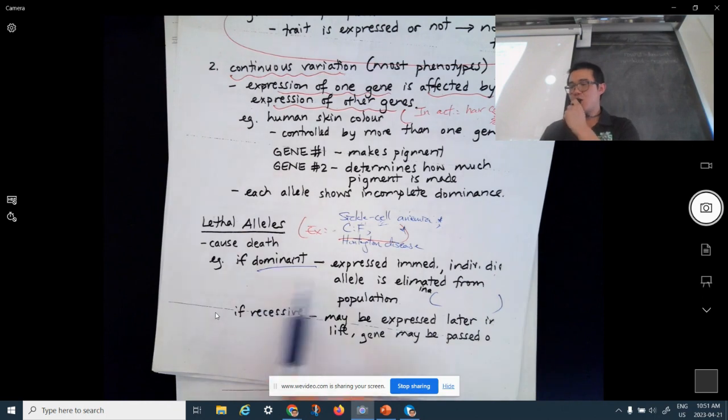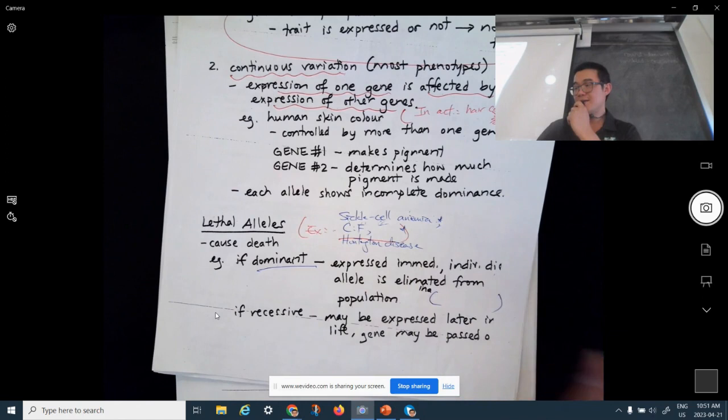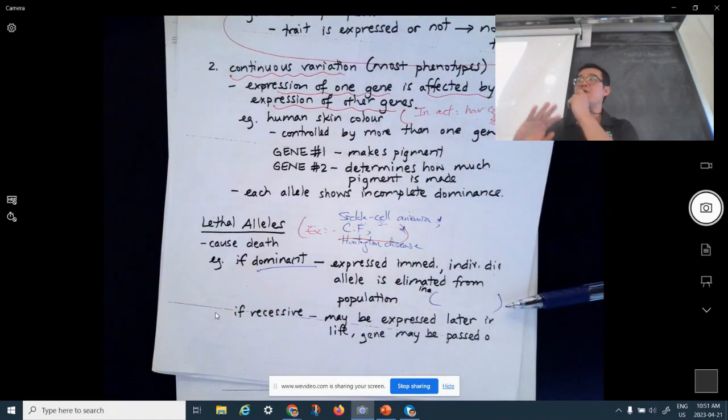If it is dominant and it is expressed immediately, that individual won't even be carried to term. Essentially, something will happen to the embryo within those 9 months and there will be a miscarriage.